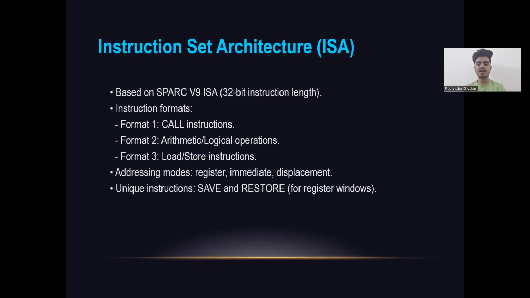SPARC also supports several addressing modes, such as register addressing, immediate values, and displacement addressing, where an address is computed as a base register plus an offset. Two interesting instructions in this architecture are save and restore, which are used to move between register windows during function calls and returns. These features make SPARC very efficient in handling nested or recursive functions, which is a key strength over traditional CISC processors.